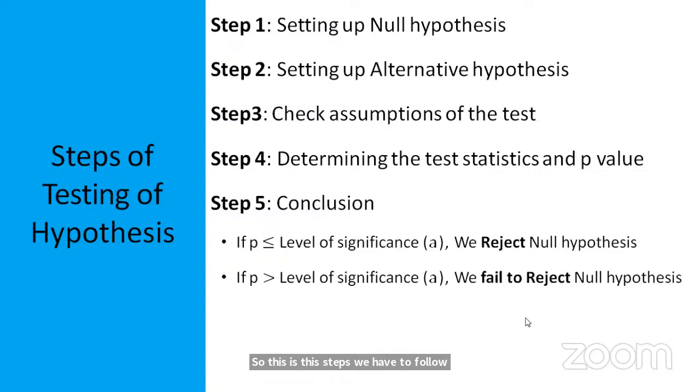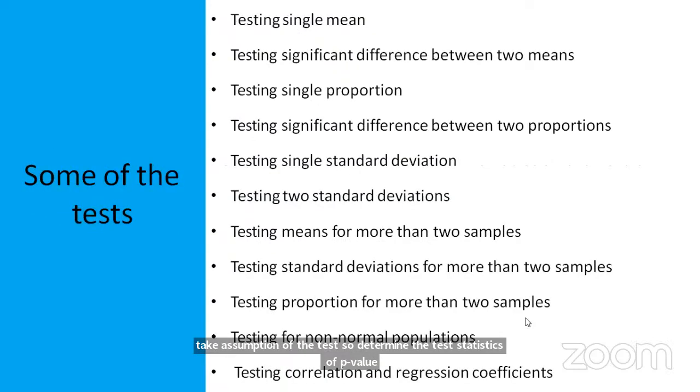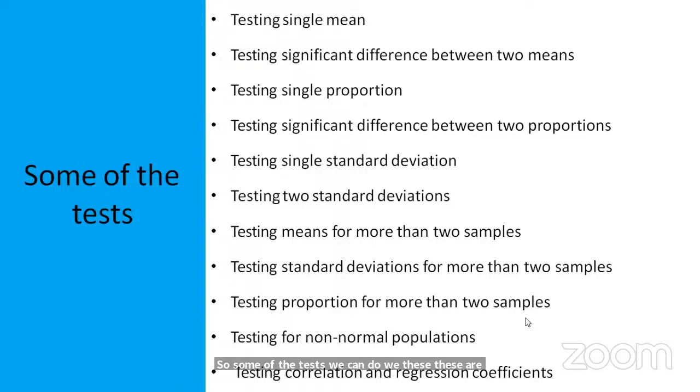The first step is setting up the null hypothesis. The second step is setting up the alternative hypothesis. Then check the assumption of the test. Then determine the test statistic and p-value. And finally come to the conclusion. So these are some of the tests we can do in statistics.